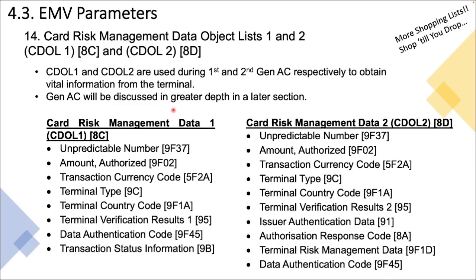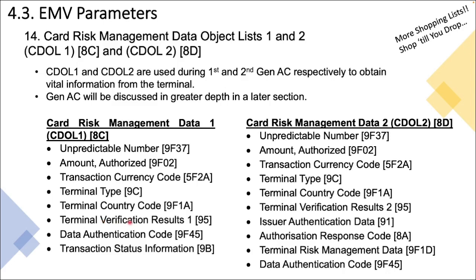It's interesting for you to know that some of the information that the card will ask for during first gen AC, CDOL 1, or second gen AC, CDOL 2, is an unpredictable number from the terminal. This is something that the terminal generates. What is the transaction amount? What is the transaction currency code? Important here because we're going to use it to figure out if it's an international or domestic transaction. Terminal type, terminal country code, terminal verification results. We're going to speak a bit about this later on.